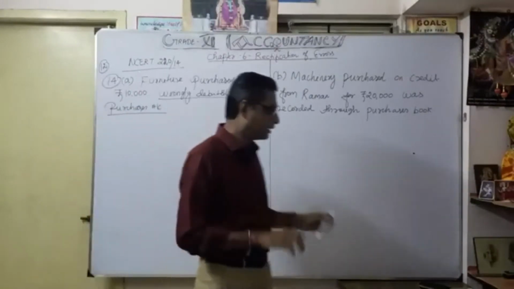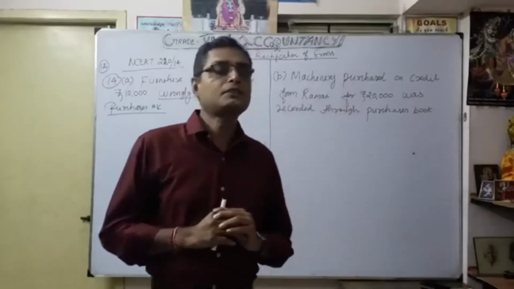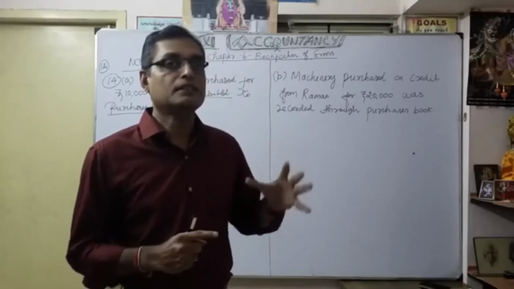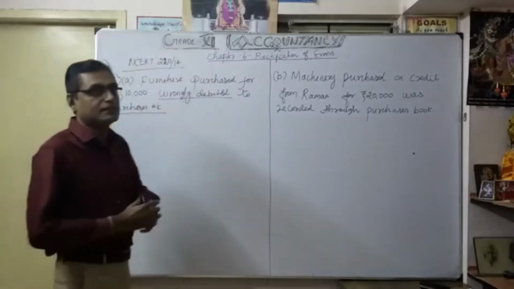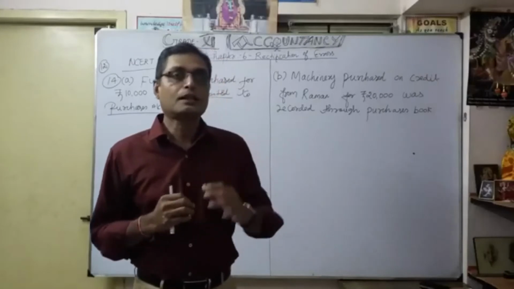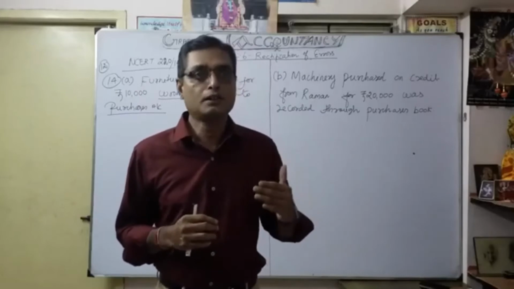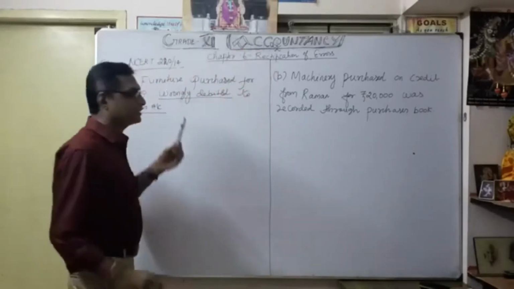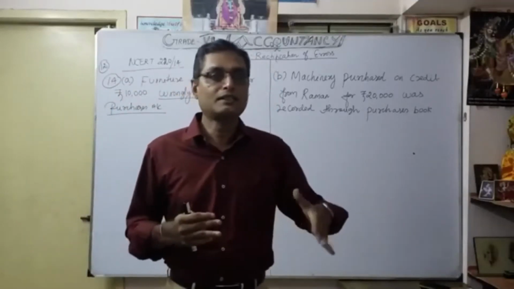So what's your duty? You want to identify which type of error. Is this an error of commission or an error of omission? It is coming under error of principle. How? Because furniture purchase is a capital expenditure. Understood? Any amount spent for a longer benefit is called capital expenditure. Here, furniture is an asset, definitely for the longer benefit, so consider it capital expenditure.